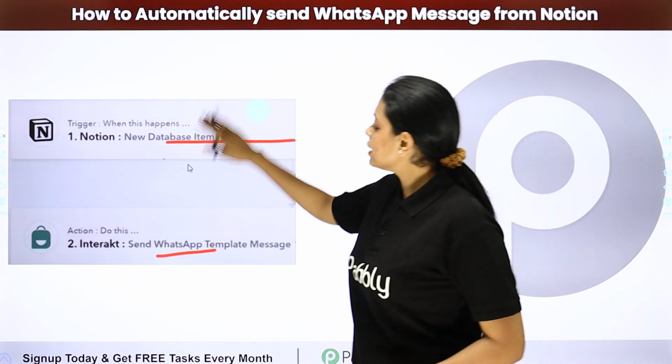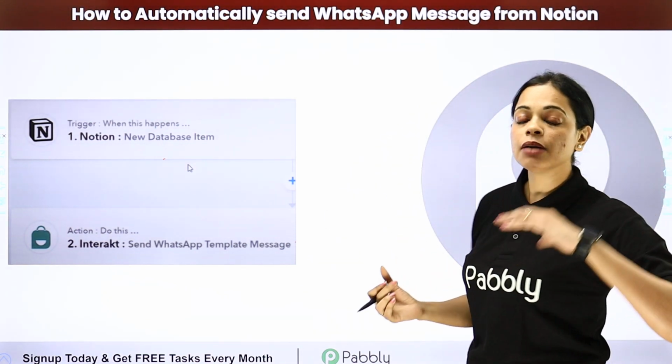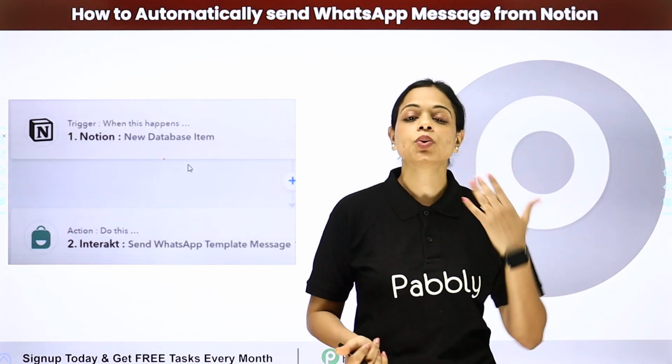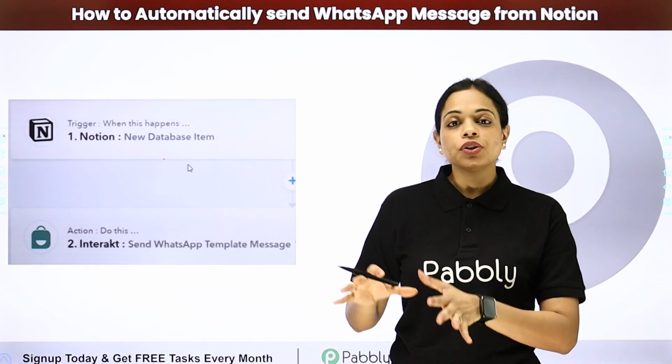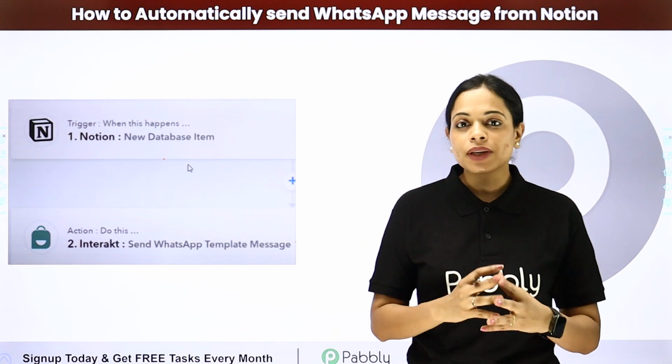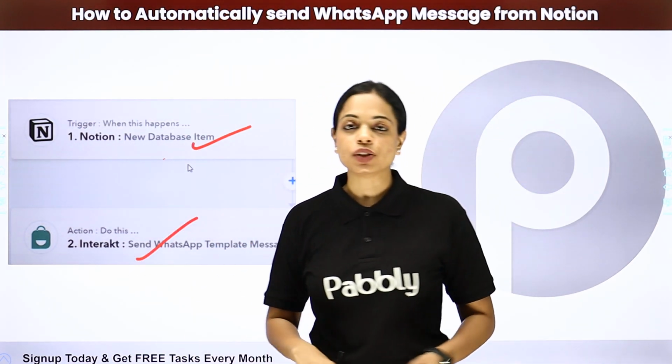How to automatically send WhatsApp messages from Notion. So every time a new database item is created in Notion, then you want that the details should be sent to the user on WhatsApp. How can that be done? So here your trigger application will be Notion and your action application would be Interact.